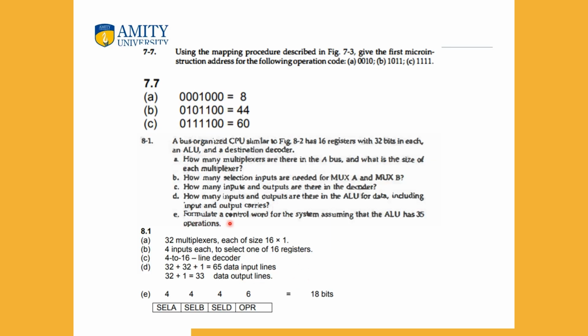Part E says formulate a control word for the system assuming that the ALU has 35 operations. Select A, B and D will have 4 select lines each, as we discussed earlier. The ALU will have 6 select lines. We will not use 5, because 5 would give us 32, which is smaller than 35, and since we need to perform 35 operations with the ALU, we'll be using 6. Although 6 gives us a much larger number, 64, we can still arrange only 35 operations on specific select combinations of the OPR. Thus the total size will be 18 bits for our control word.